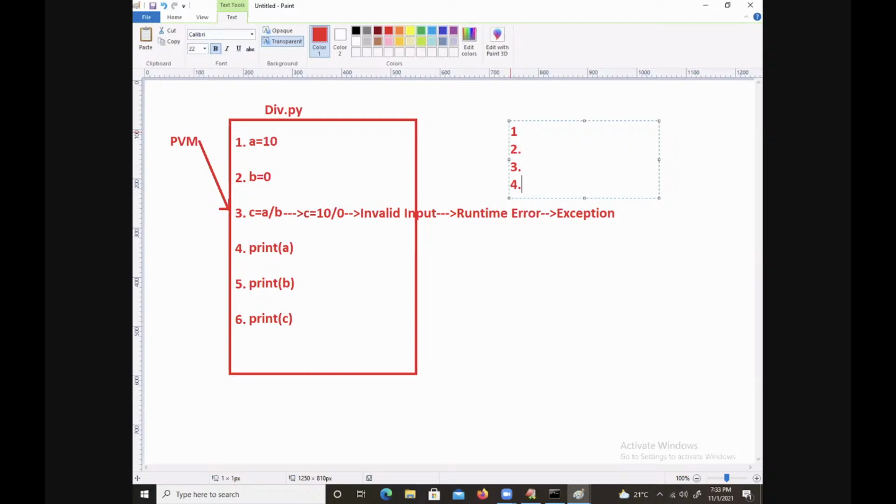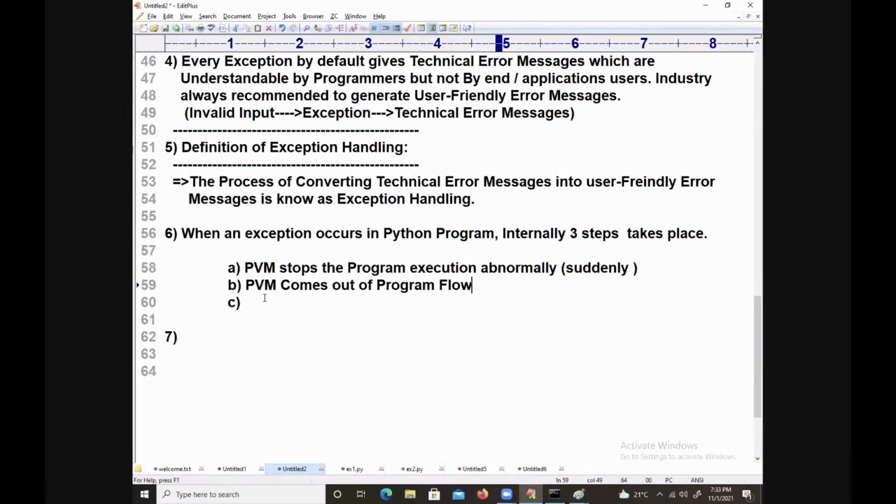Every invalid input is called what? Exception. Super. Every invalid input is called exception. When an exception is occurring, what? Program execution is abnormally terminated. Listen very carefully. Program execution is abnormally terminated. PVM comes out of the program flow.